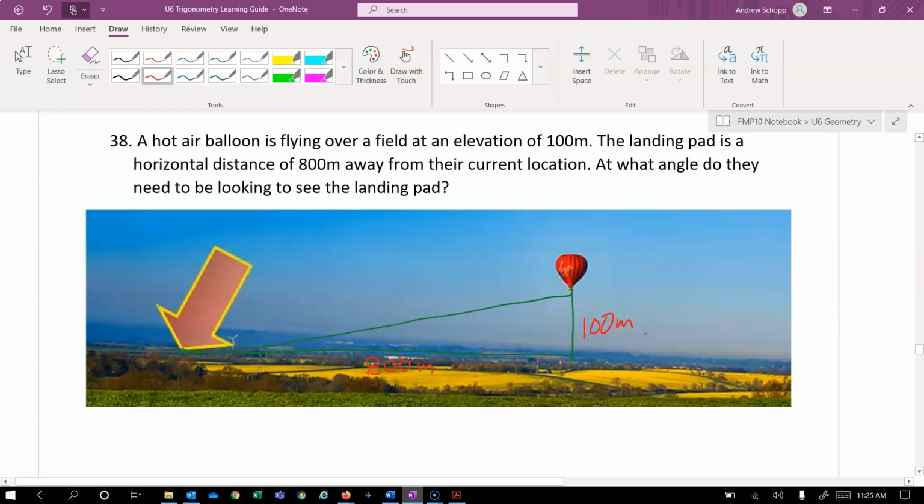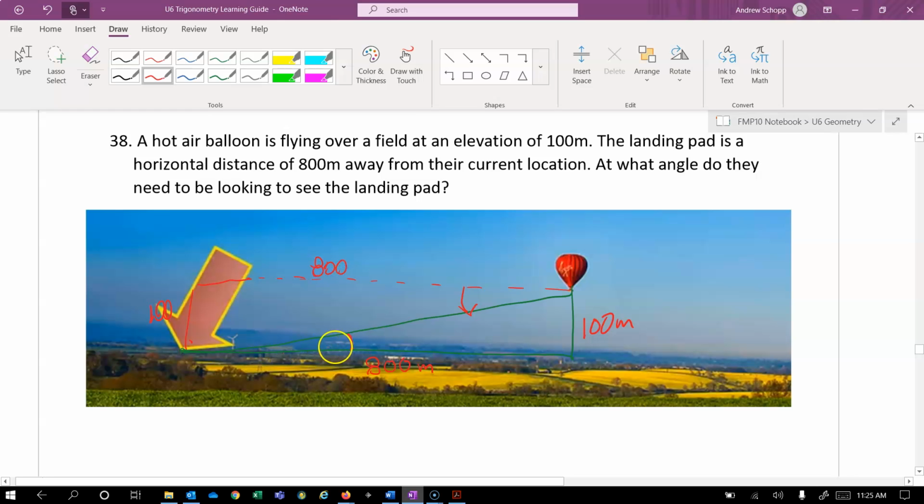And what we're looking at is what angle do they need to be looking to see the landing pad. So if we have this line of the horizontal here, what angle do they need to be looking down at to see the landing pad? Now that angle there is the same as this angle here, so we can use either triangle to figure it out. Both of them have the same dimensions.